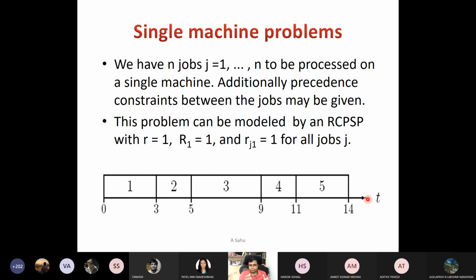Suppose the single machine problem. We have already studied this in the OS course, but now we are trying to look at it from the RCPSP point of view. So just 1 minute.